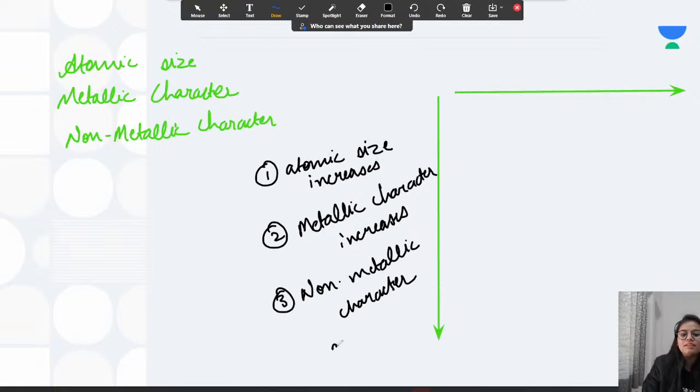It will be decreasing. Okay, so I hope that is much clear. Now talking about atomic size across a period. So what will happen here? First is atomic size. It will be decreasing.